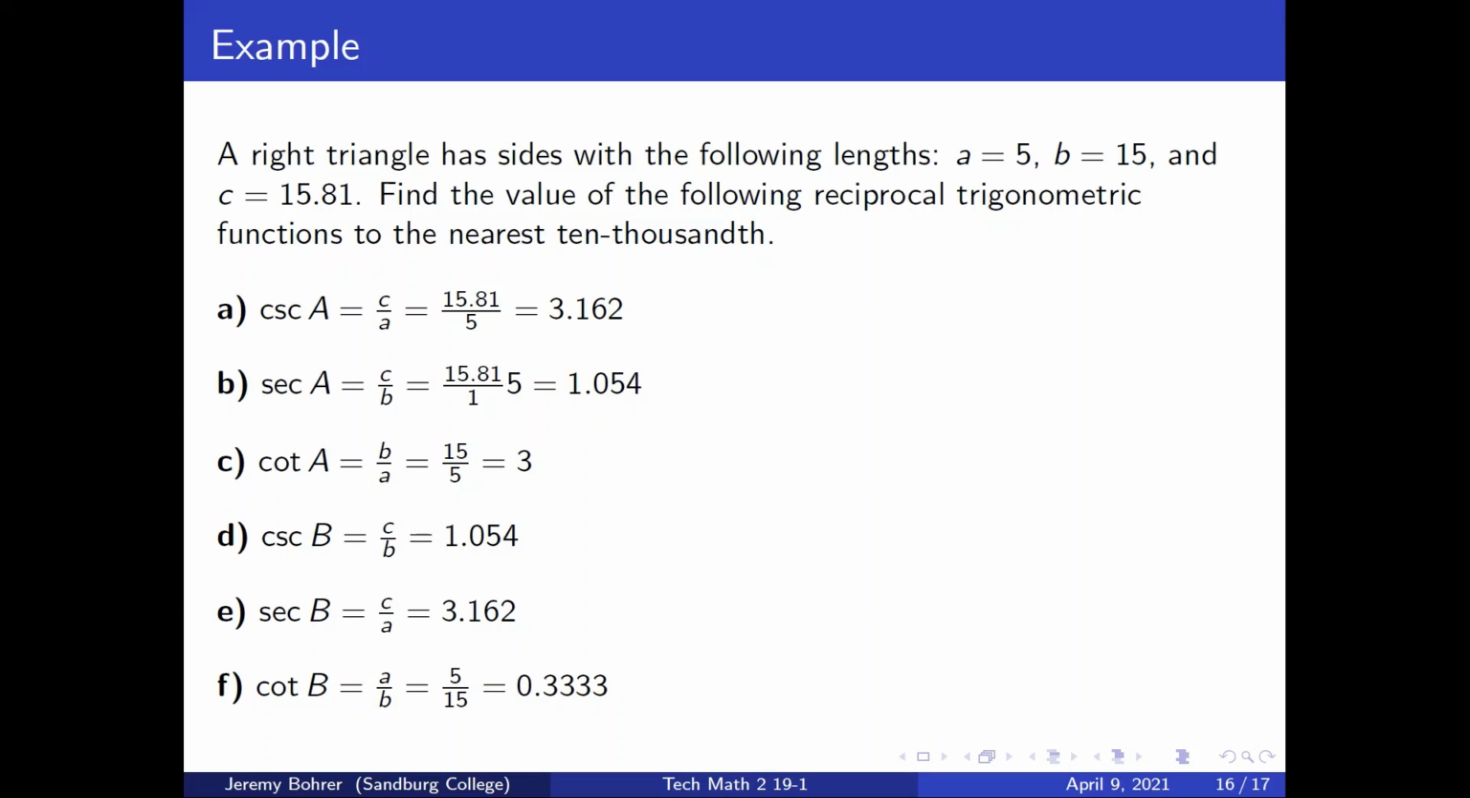The cosecant of B is c over b, which is 1.054. The secant of B is c over a, which is 3.162. Notice that the cosecant of B is the same as the secant of A, and the secant of B is the same as the cosecant of A. And you'll see that pattern with sine and cosine as well. And the cotangent of B is a over b, which is 5 over 15, or 0.3333, or 1 over the cotangent of A.